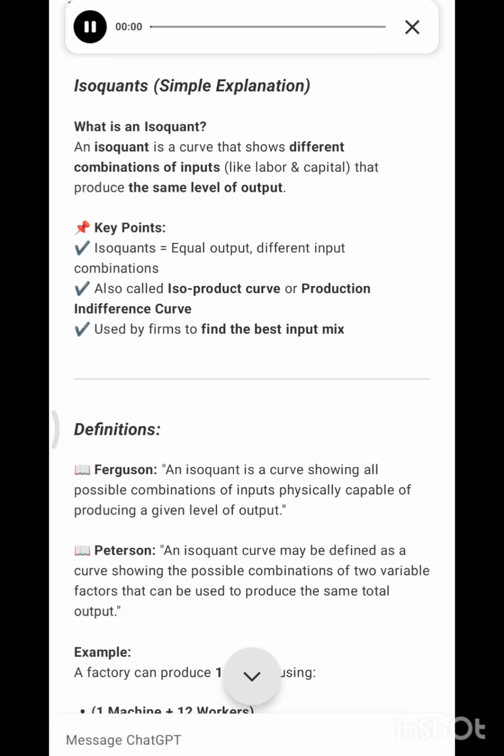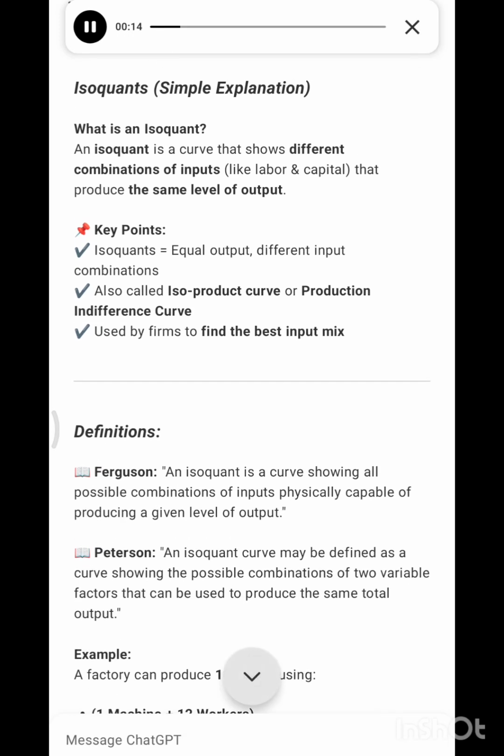Sure, isoquants, simple explanation. What is an isoquant? An isoquant is a curve that shows different combinations of inputs, like labor and capital, that produce the same level of output. Key points: isoquants equal equal output, different input combinations, also called isoproduct curve or production indifference curve, used by firms to find the best input mix.